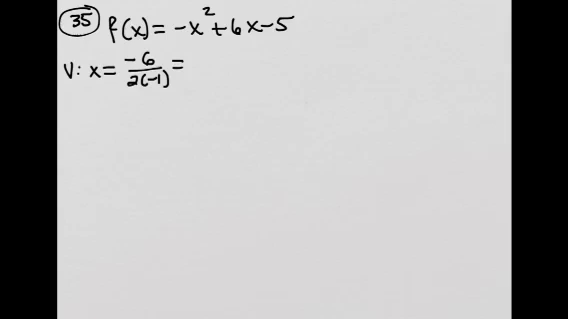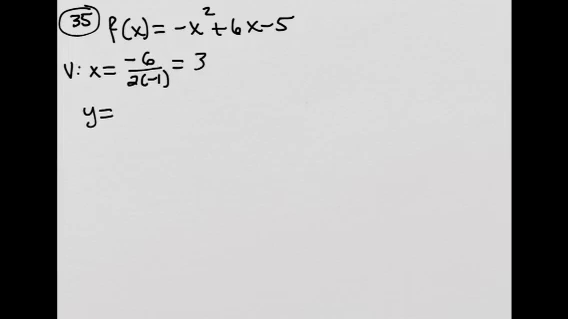So for 35, they're asking you to write the function in vertex form. You could do completing the square for this. You could also do the negative b over 2a, and that's how I set it up. So that gives me negative 6 over negative 2, which is positive 3.